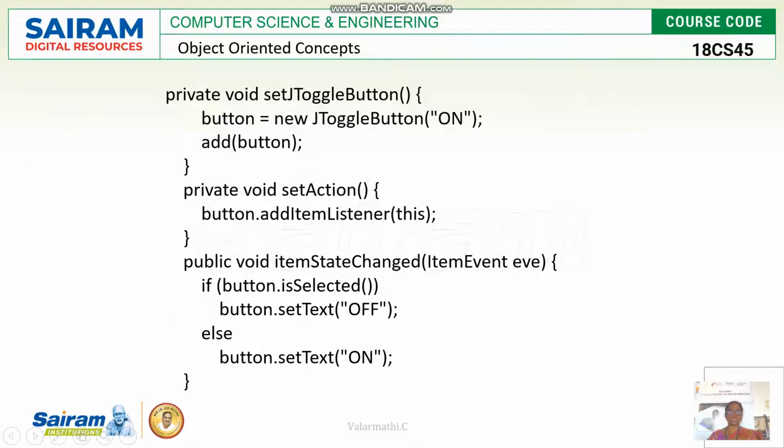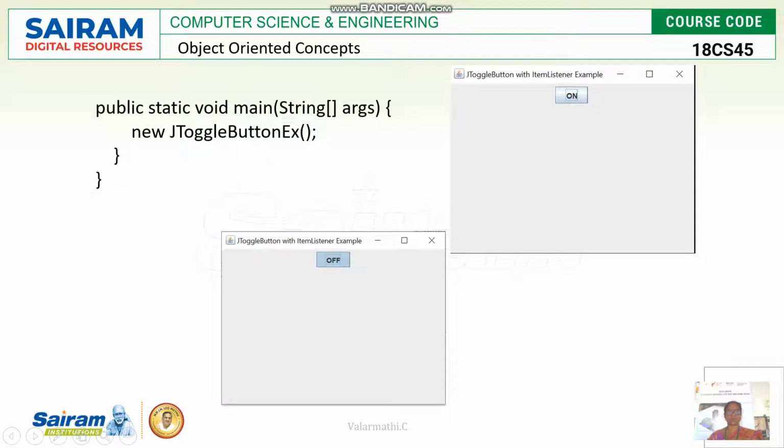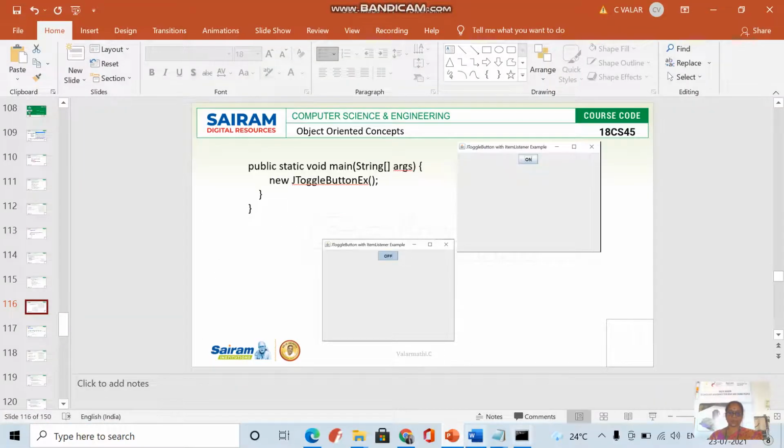Then move on to the set toggle button method. Here we used one new toggle button in the on position. That button will be added. When I'm using the item listener, when the button is selected, the button should show the off status, or otherwise the on status. So that's how it shows the status of this toggle button. We will see the implementation of this one.